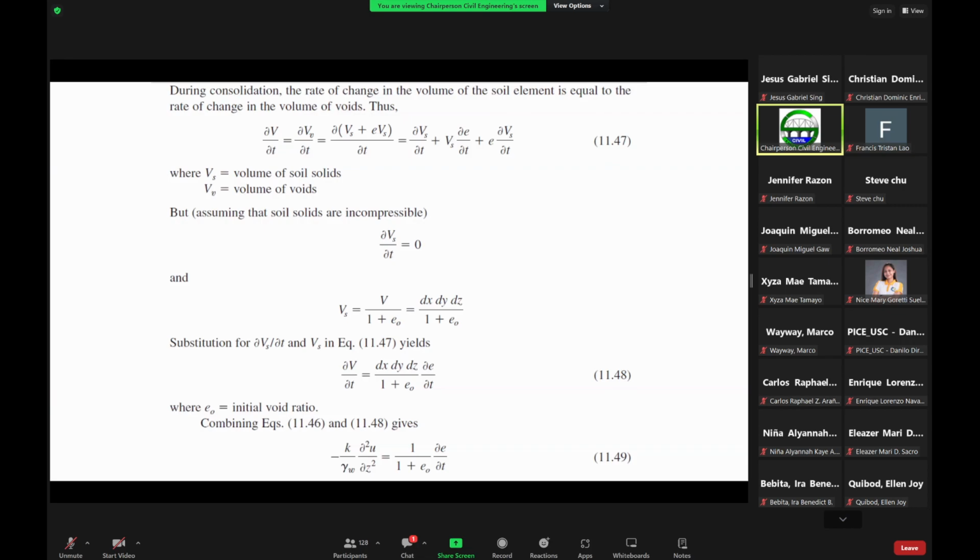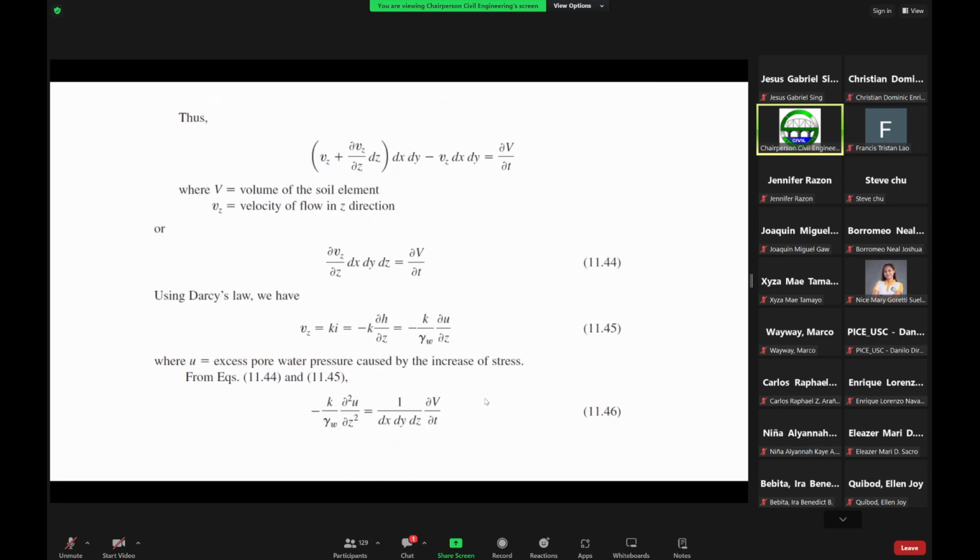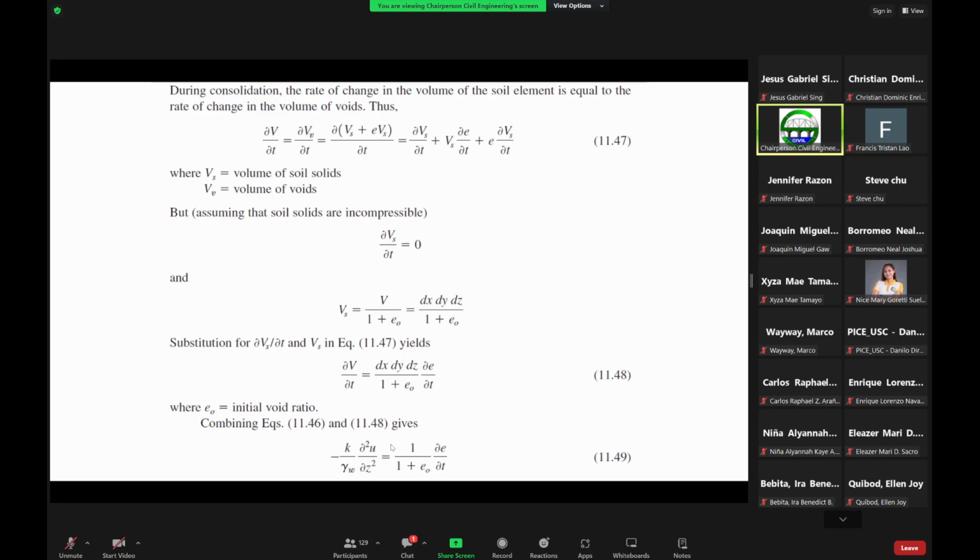So if we substitute this into this formula, V sub s is equal to this one here, and you now have the first partial derivative of the void ratio with respect to time, where e sub o is the initial void ratio. If we now substitute this equation into this equation, we will get equation 11.49.